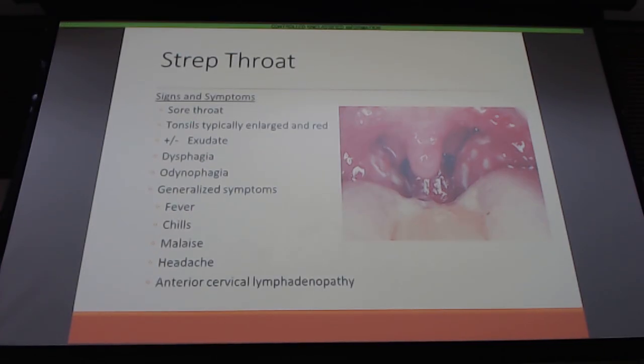All right. Here's all your signs and symptoms. Tonsils typically enlarged, red, plus or minus exudate, dysphagia, odynophagia, fever, chills, malaise. Okay. So now that you have those, who remembers the Centor criteria from ages ago? That was a long time ago. I don't remember what happened yesterday.